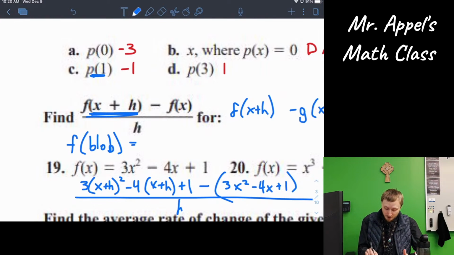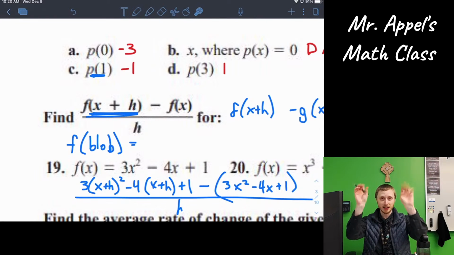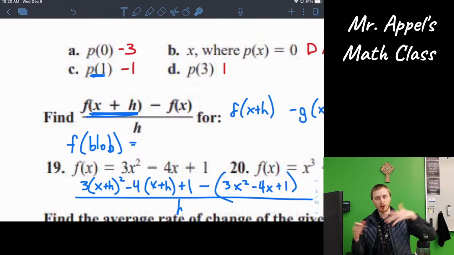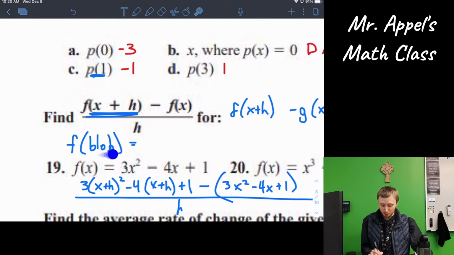You said find f of blob. The input is blob. So every time I see x, right, this is f of x. F of x looks like this. The input is x, and so every time you see the input, it shows up as x. I want f of blob. So I'm going to have everything exactly the same, except every time I see the input indicator, right? That's what the x is flashing to me in this function. Hey, x is the independent variable. This is standing in for whatever goes here. And it's telling me, hey, put blob there.